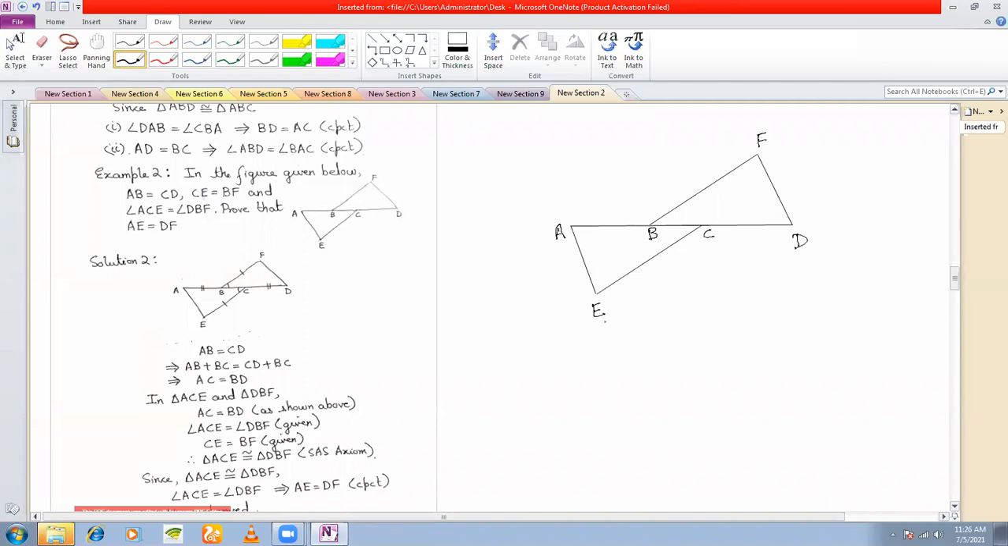Okay. So this is a figure given to you. It is given to you that AB is equal to CD. So this side AB is equal to CD. CE is equal to BF. And angle ACE is equal to angle DBF. So ACE, that means this angle, is equal to angle DBF, this angle. Okay, let's read the question first. Prove that AE is equal to DF. That means this side you have to prove equal to this side.